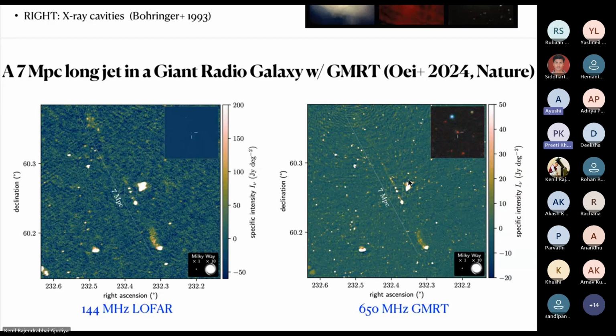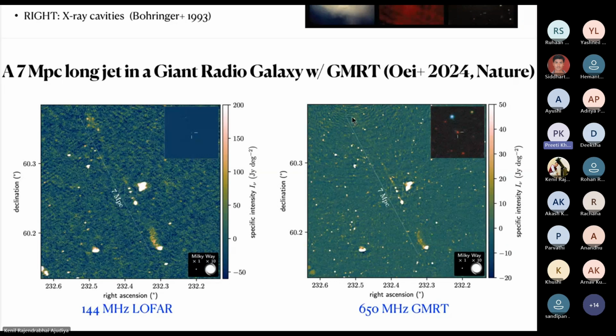Sorry. Yeah, so I was just saying that these two images are showing this extremely large jet, 7 megaparsec. I mean, a typical galaxy separation is like 1 megaparsec. And so this is one of the largest jets that have ever been discovered from an AGN.